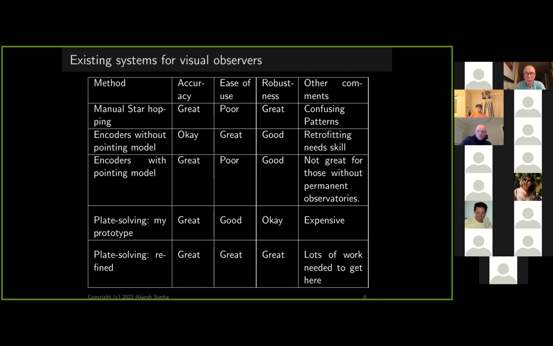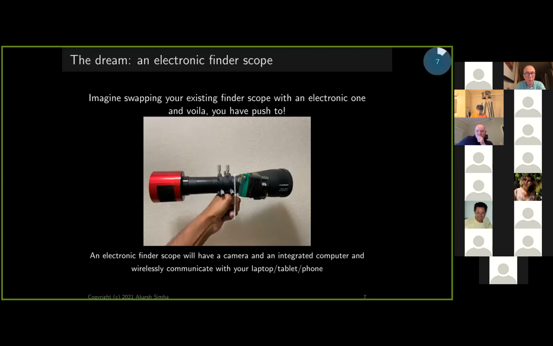Ideally, I would like it to be in the center of my eyepiece when the system tells me that it is. And encoders are definitely not able to achieve this without a pointing model. And I think my prototype is also not able to achieve it, but I have hope that with some more engineering, it'll get there. So that's the context for why I'm doing this.